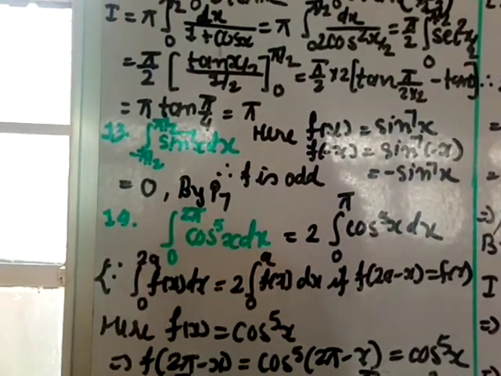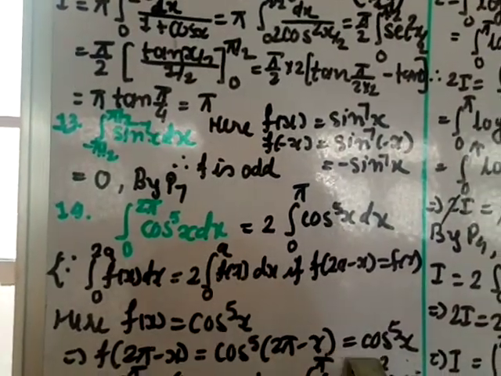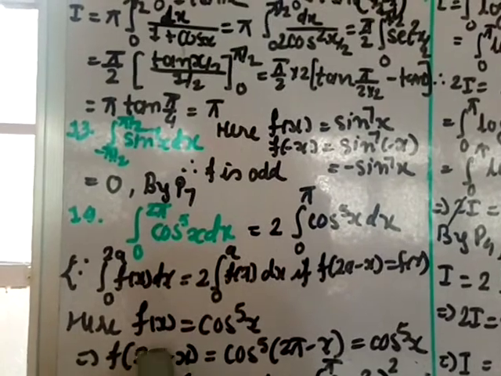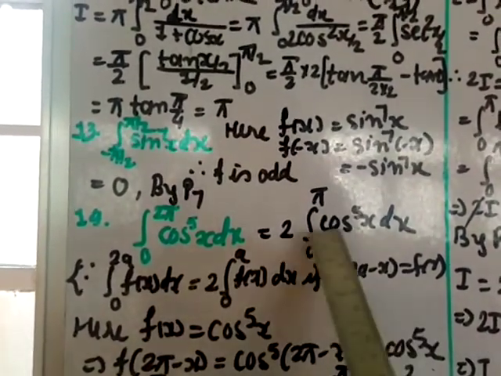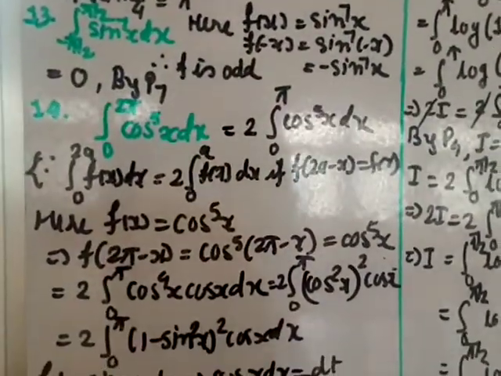Now for 0 to 2π, I put here 2π minus x, which gives you cos^5 x. This property I am using. Therefore, since when we put this the function becomes the same, I will write 2 times. Now here I will use the substitution method and solve it.